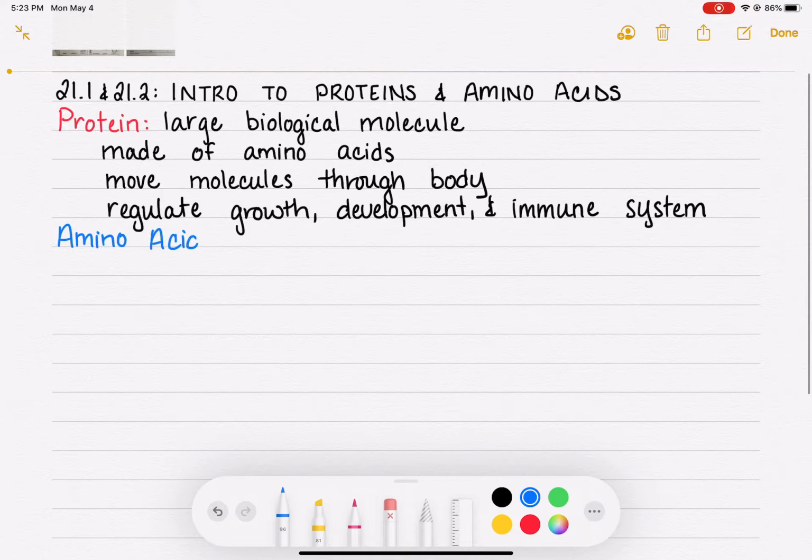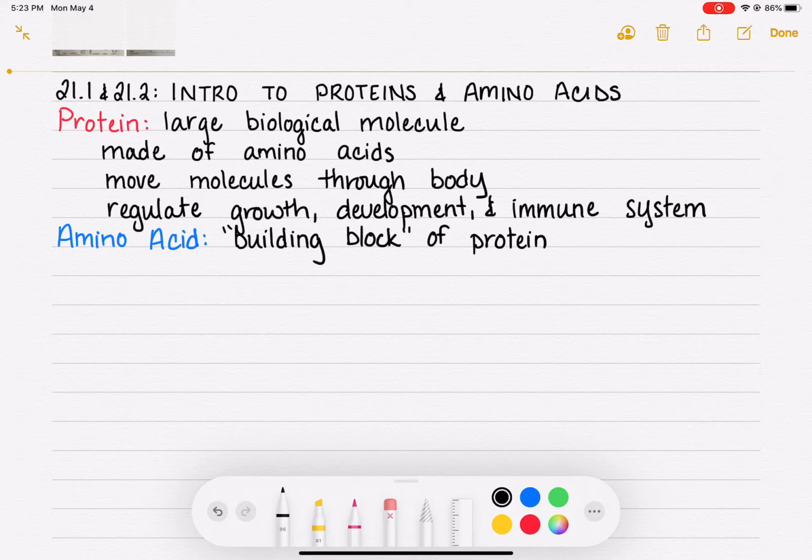So now let's talk about the amino acid. The amino acid we'll define as the building block of a protein. It gets its name, amino acid, because it contains two functional groups. It contains an amine, and it also contains a carboxylic acid. So that's where the name amino acid comes from.